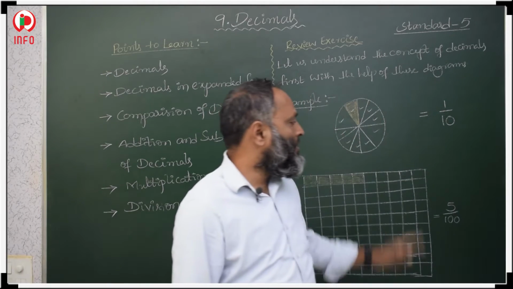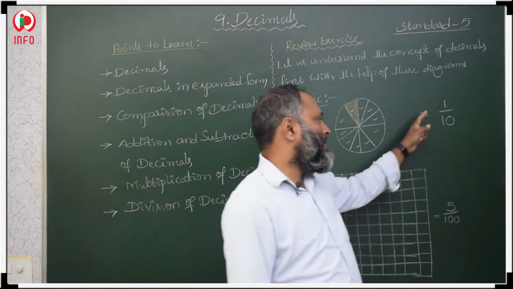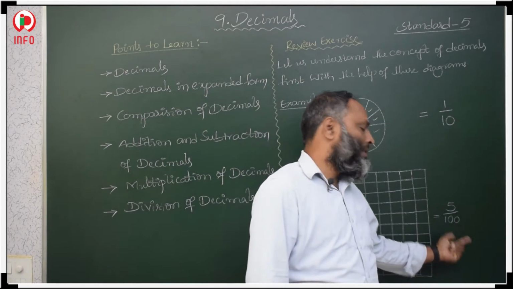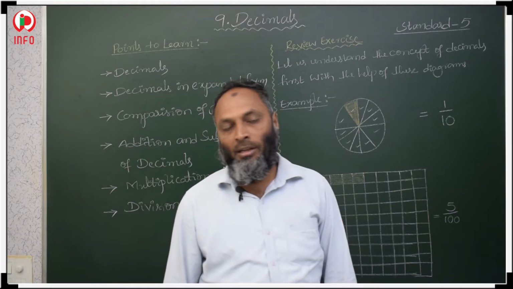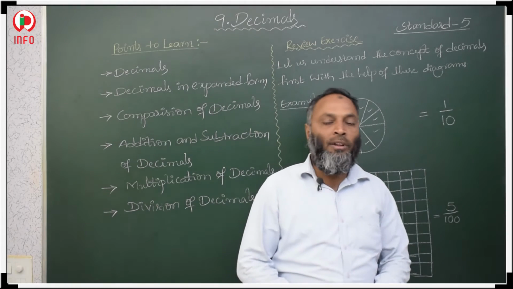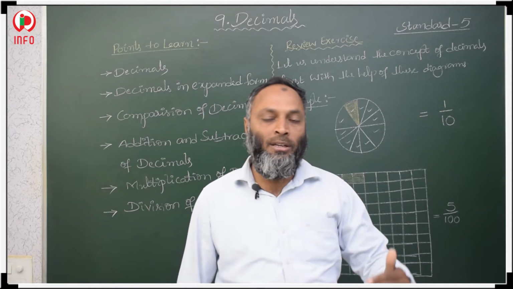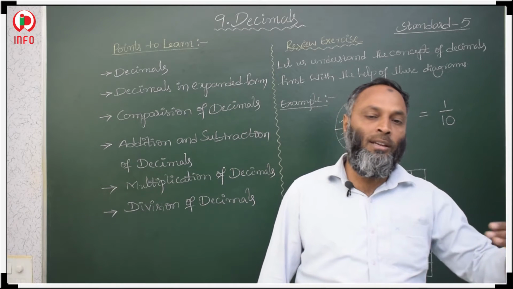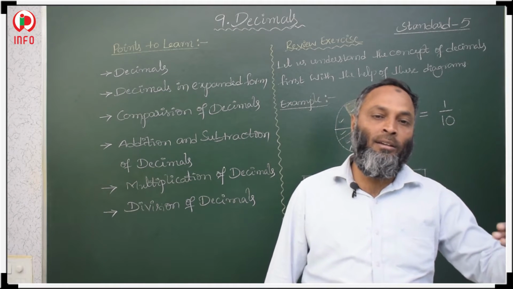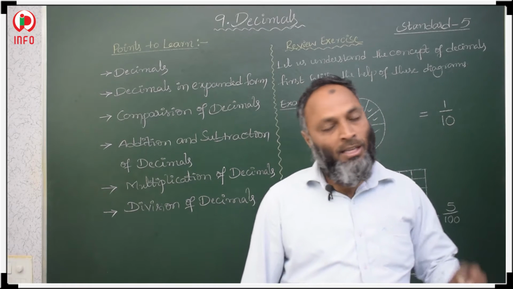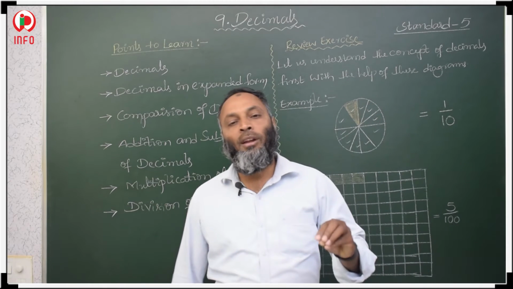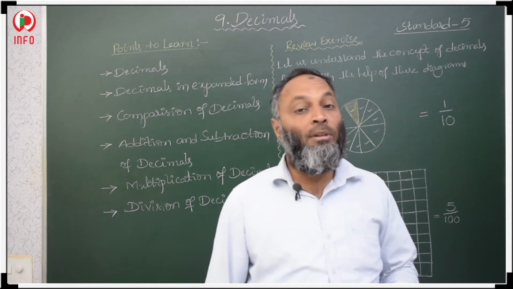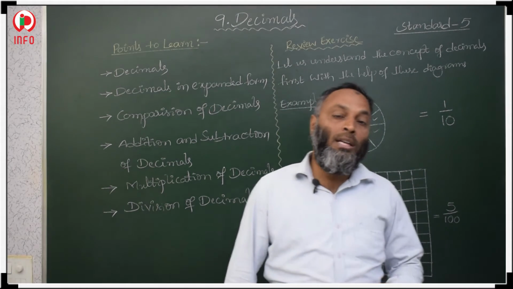If we observe these two fractions, in the first fraction the denominator is 10, and in the second fraction the denominator is 100. The fractions with the denominator 10, 100, 1000, 10,000, lakh, 10 lakh, crore, 10 crore, whatever, these type of fractions are called decimal numbers.